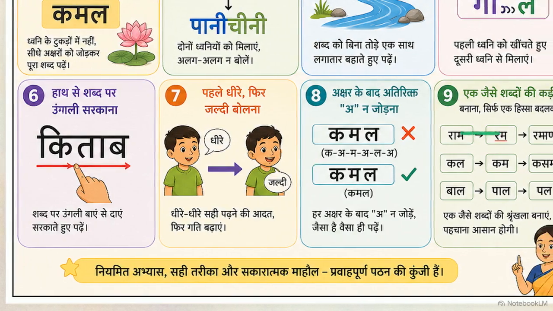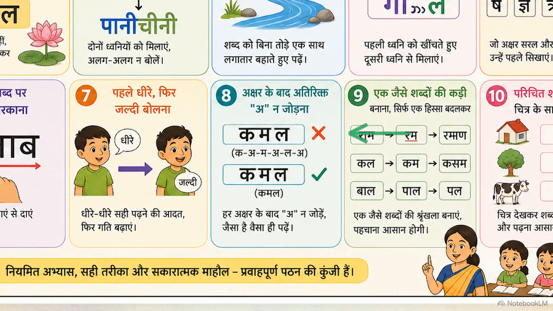Panel 8 warns against a common auditory error, the accidental addition of a schwa, or a sound, after a consonant. Educators must listen for this closely to ensure the student produces only the pure letter sound.